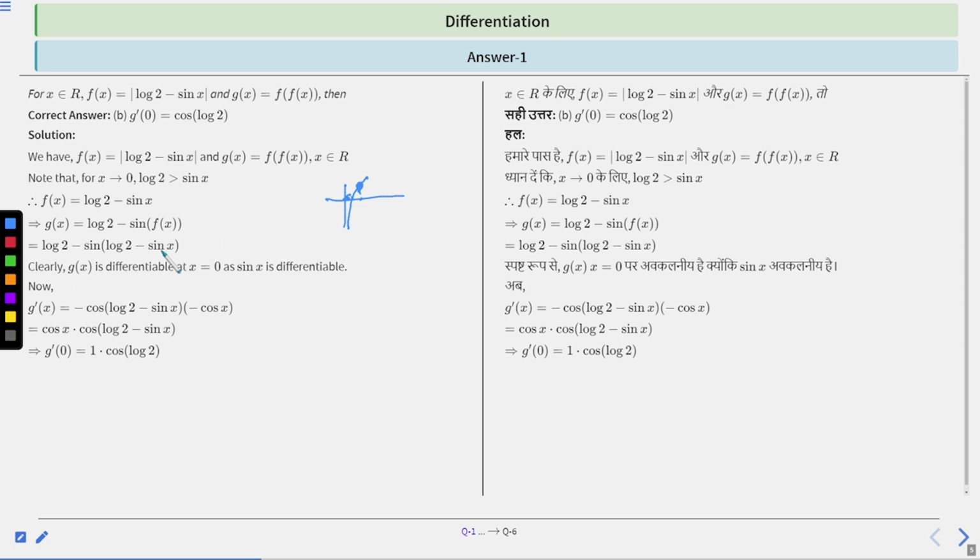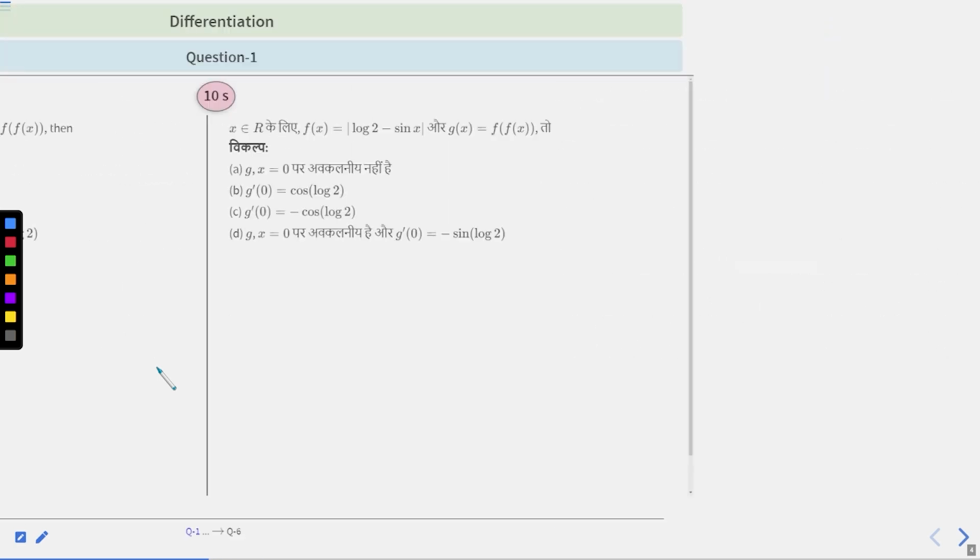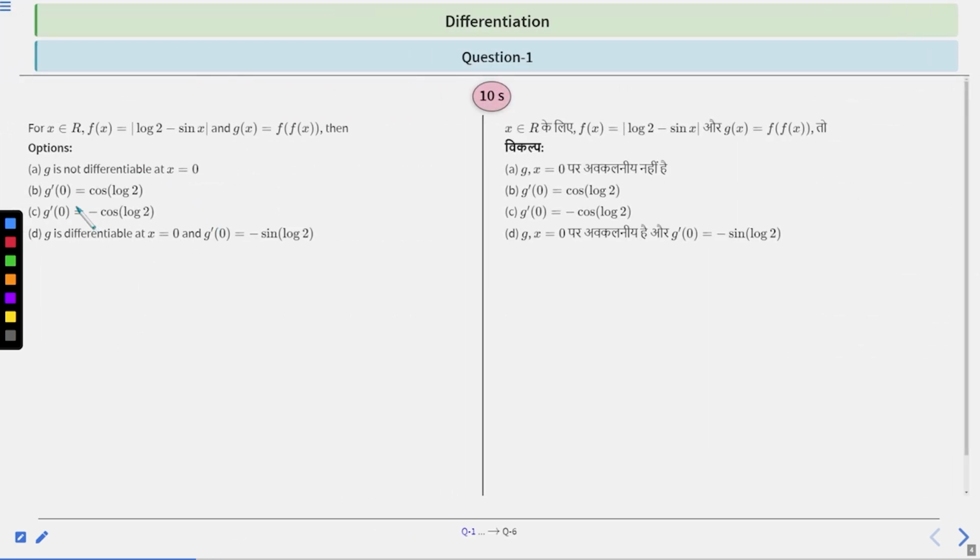Now, g dash x is equal to minus of cos of log 2 minus sin x into minus cos x, right? So it can be written as cos x into cos of log 2 minus sin x. So g dash 0 is equal to cos 0, which is 1, into cos of log 2 minus sin 0, which is 0, so 1 into cos log 2. Clear? g dash 0 is cos log 2. Option B is the right choice.